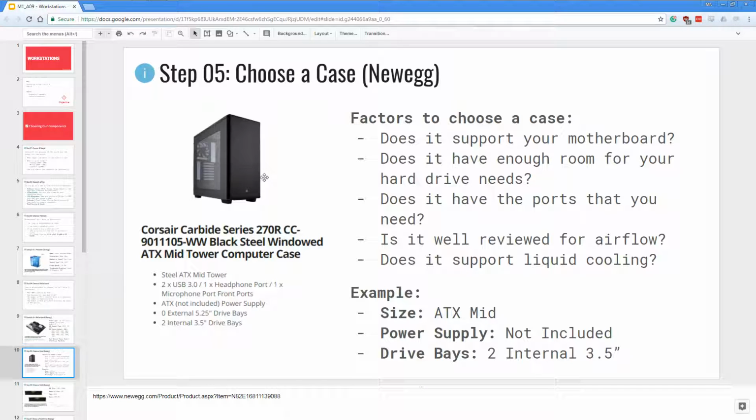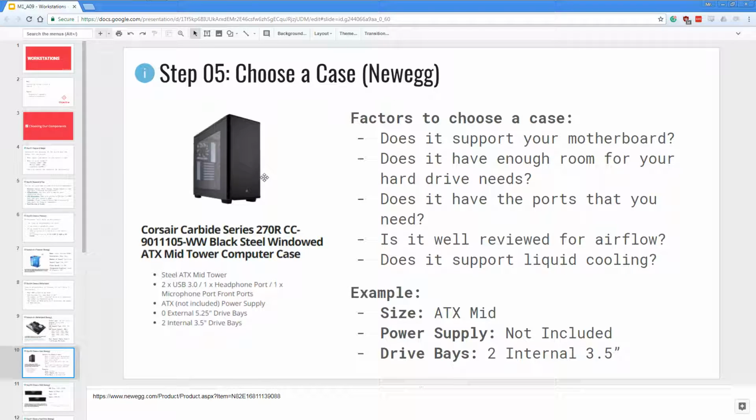So we chose the motherboard and a processor, so now we want to choose a case. These are some of the factors when choosing a case. Does it support your motherboard? As in, can it fit your motherboard? If you get a case that's too small, that won't be good, or if it's too big, that's not good either. Does it have enough room for all your hard drive needs?